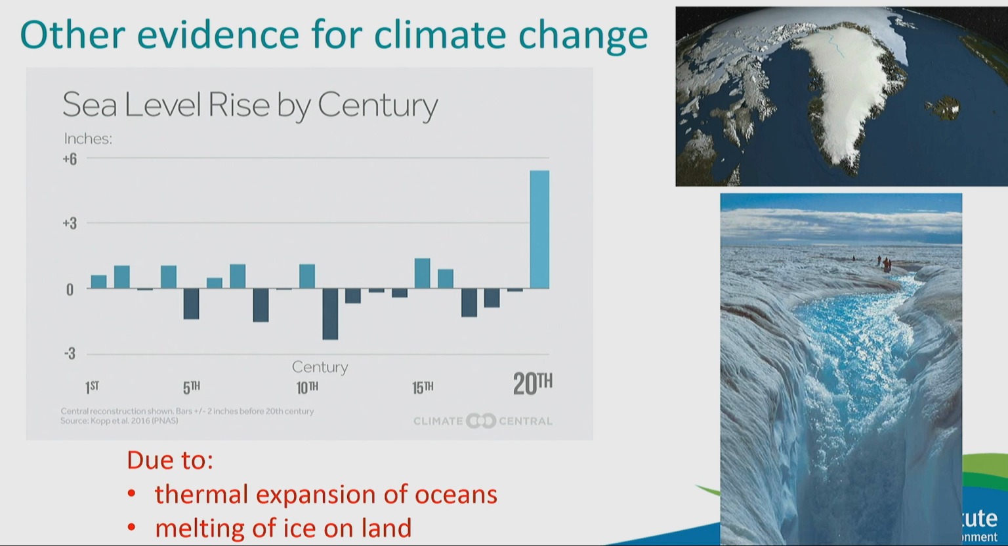So the sea level rise is due partly to melting of ice on the land. So this is land ice like that, and it's also glaciers. But also, as the oceans get warmer, they expand, and then the water rises, and that again contributes to sea level rise.